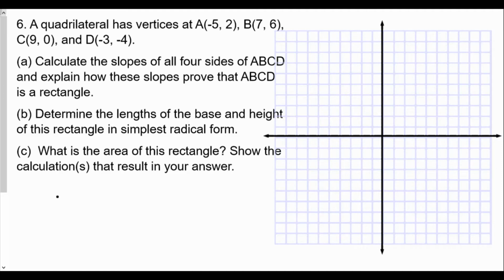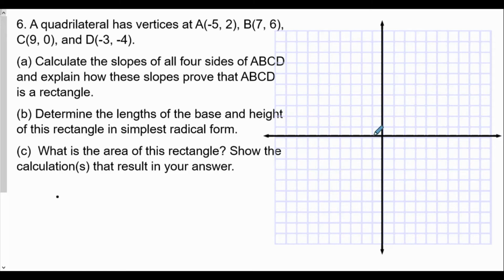Welcome back, everybody. This is part 3 of lesson 30, area of a polygon. And question number 6 is the last question, although probably the one that's most involved. This is very similar to a coordinate geometry proof. So number 6, a quad has vertices at A, -5, 2.